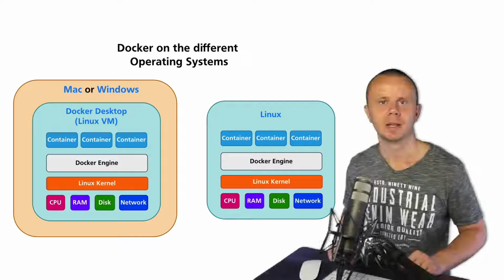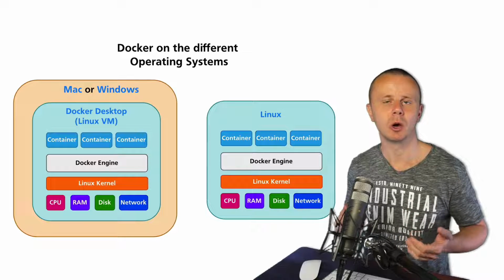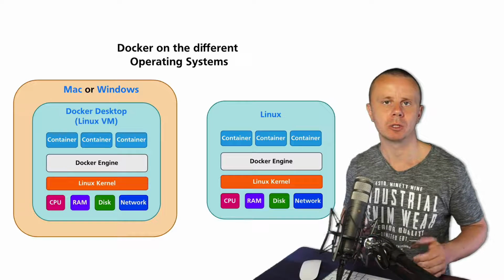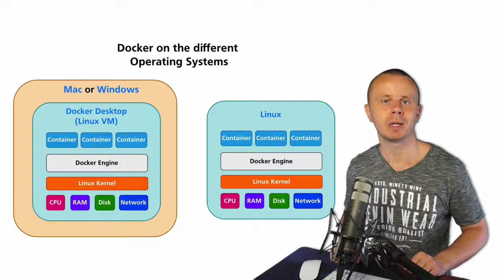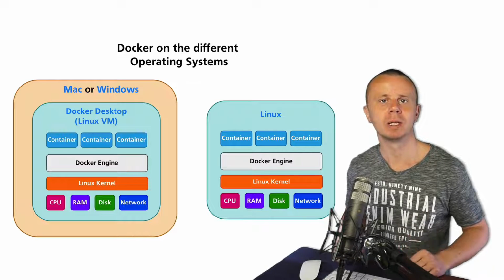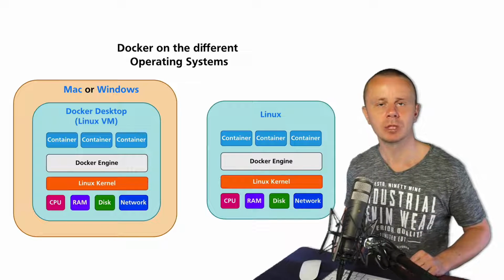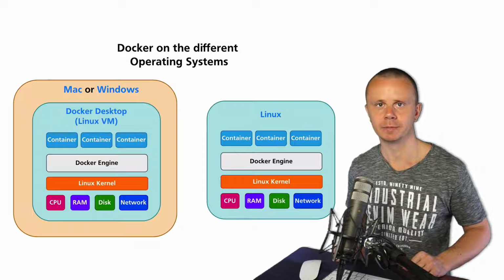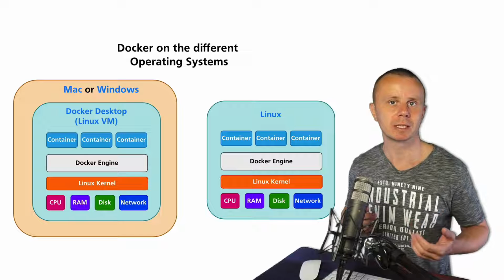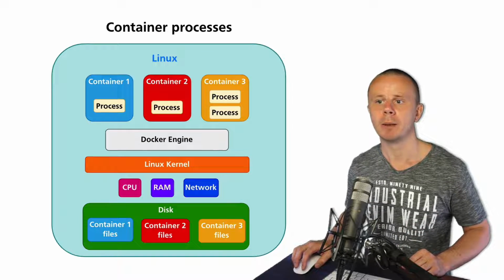Now you know that Docker containers are actually running on a Linux host operating system. And if you install Docker on macOS or Windows, you install an application called Docker Desktop. It actually creates a small Linux virtual machine, and inside of that small Linux virtual machine, containers are running. Let me now explain more details about how container processes interact with resources like CPU, RAM, and memory.